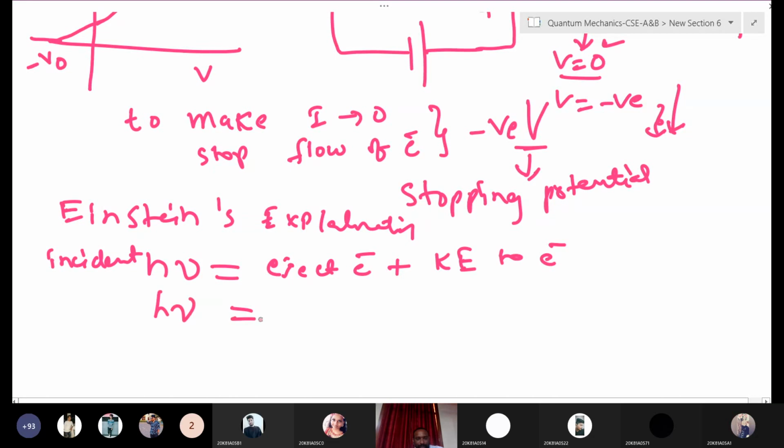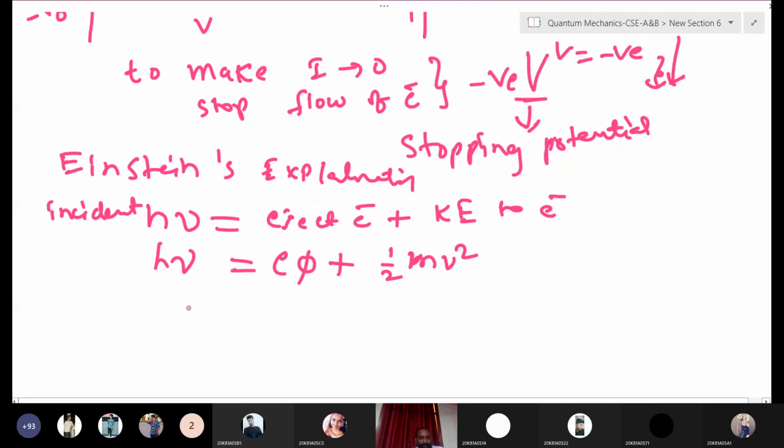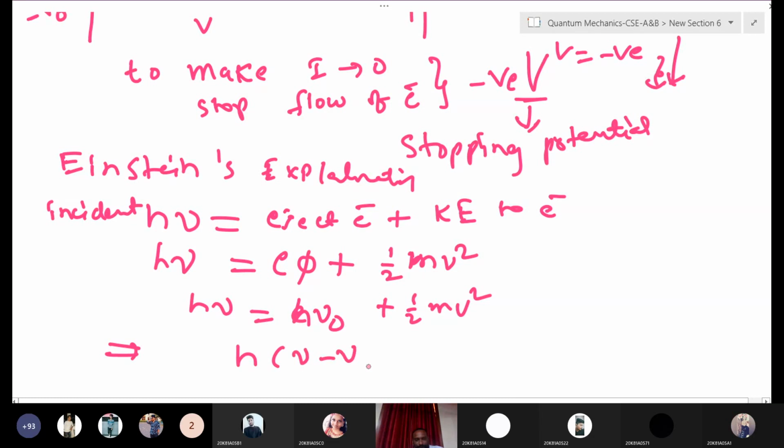That is, h nu is equal to the work function, phi, written in terms of electron volts, plus half m v square, which is the kinetic energy. From this equation you can also write the work function as h nu 0. Rewriting, h times nu minus nu 0 equals 1 by 2 m v square.